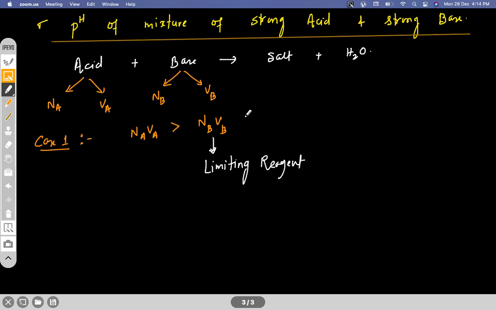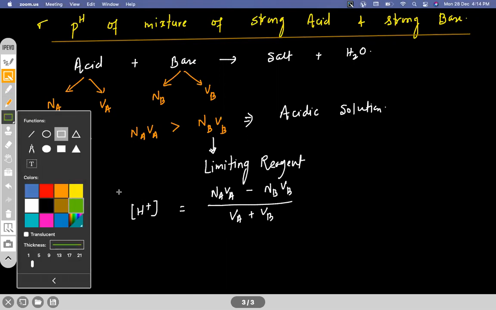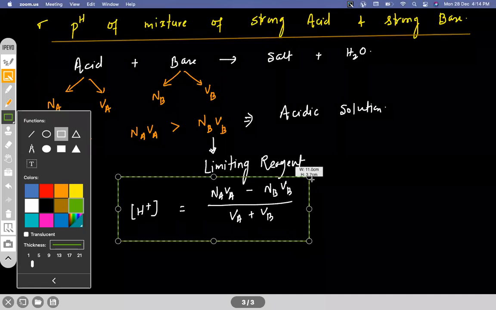And will get consumed completely and it gives acidic solution, because we have some amount of acid left. If you have acidic solution, then concentration of H plus would be what? It depends upon the amount of acid left, which is NaVa minus NbVb divided by Va plus Vb. This is the concentration of H plus. And once you know the concentration of H plus, you can find out pH as well.